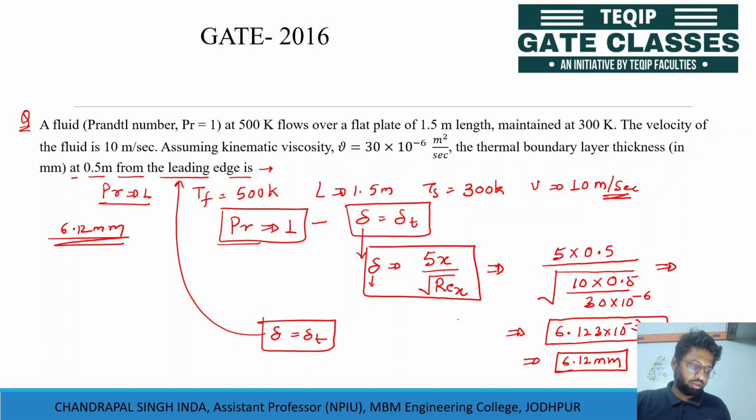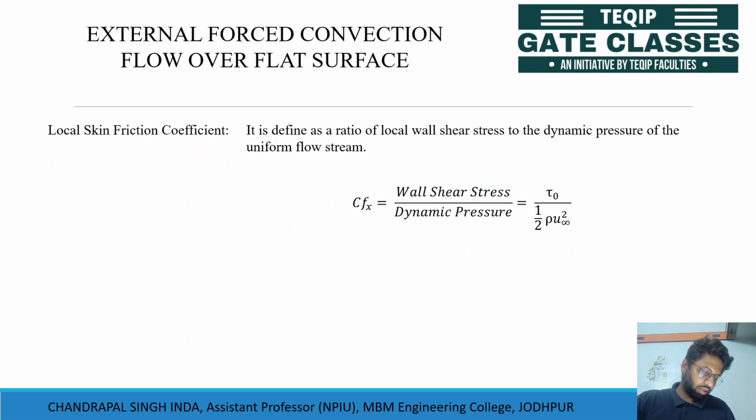So next we will start another topic, which is external flow over a flat plate, meaning external forced convection. This is our third topic that we are going to study. This is the only slide left for today's class, in which we will have the local skin friction coefficient, as this value is going to help us in the empirical relation for the flow over a flat plate in laminar flow and turbulent flow. So we have to remember this value.